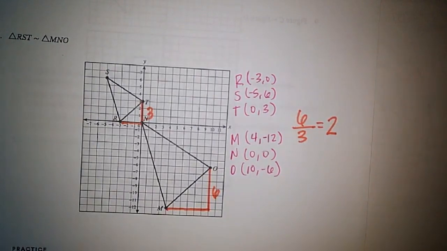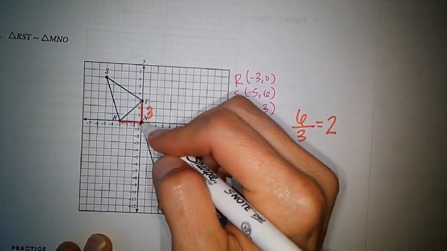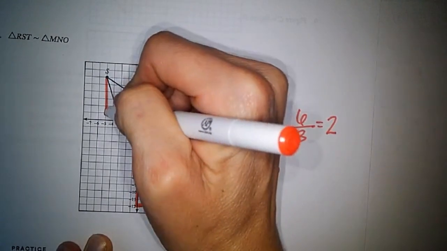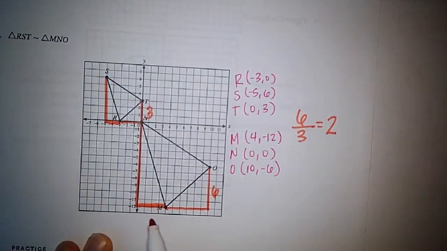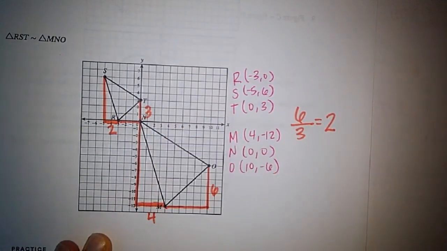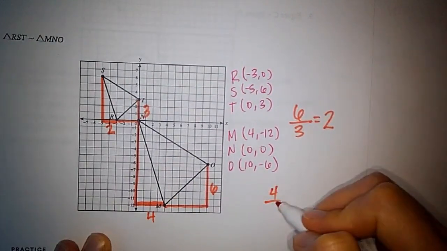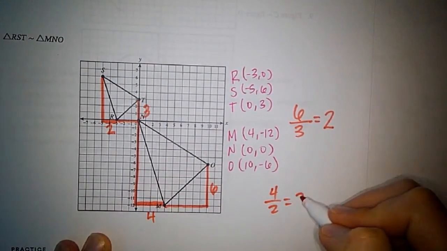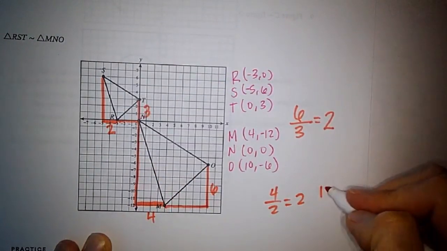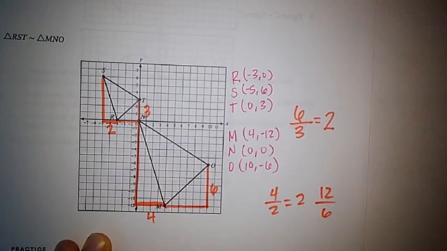So let's look. What's M? It's 4. There's 4. And this is 2. So what's 4 divided by 2? 2. Okay, this is 12, and this is 6. What's 12 divided by 6? 2. So that's just a good way to be able to look at it. Everybody say thank you, Carter. Good way to look at it.